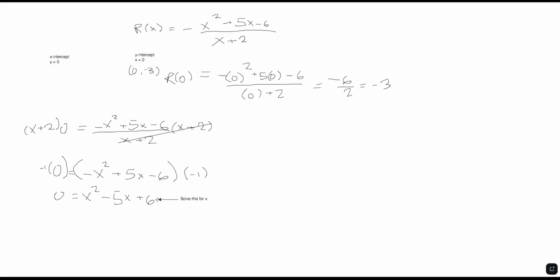What method? Our goal is to solve this quadratic for x. What method do you think we should use here? Are we trying to solve for x again? Exactly. So graphing is one way, but can you think of a way to do it algebraically?